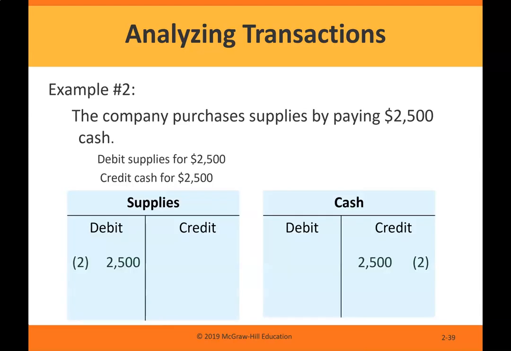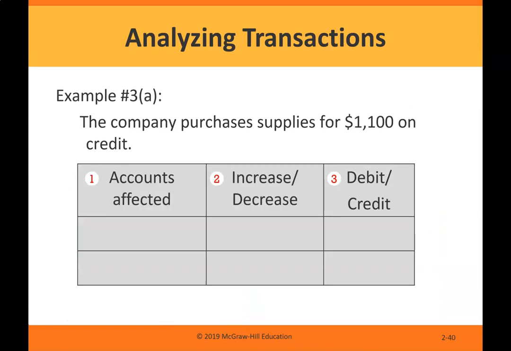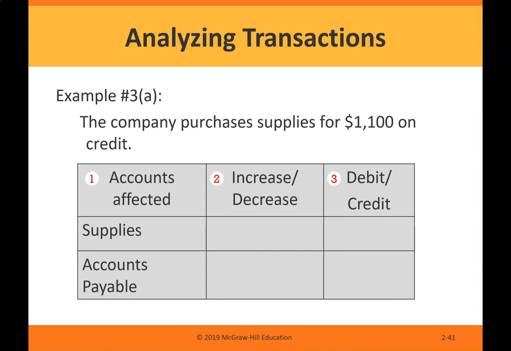Now when we put these into the T accounts: Supplies, debit, $2,500. Cash, credit, $2,500. Example 3A. The company purchases supplies for $1,100 on credit. Accounts affected, supplies and accounts payable. Increase or decrease: supplies increase, accounts payable increase.